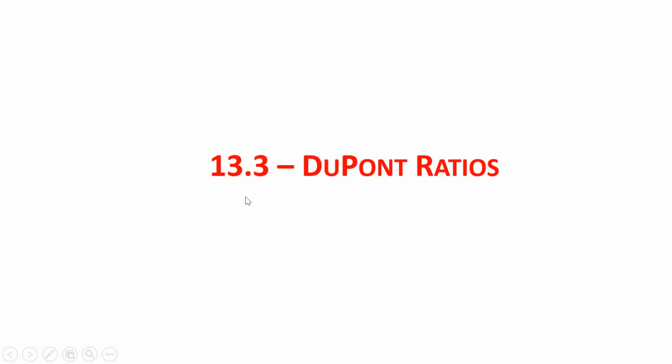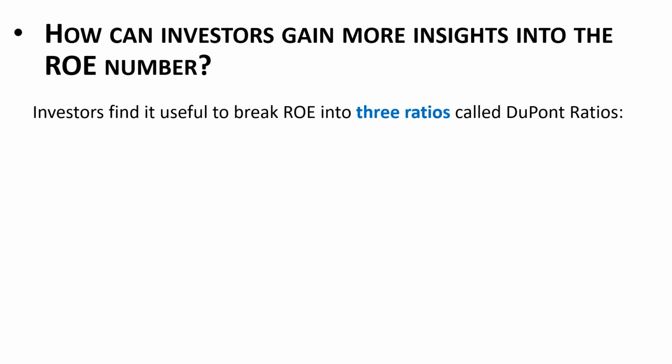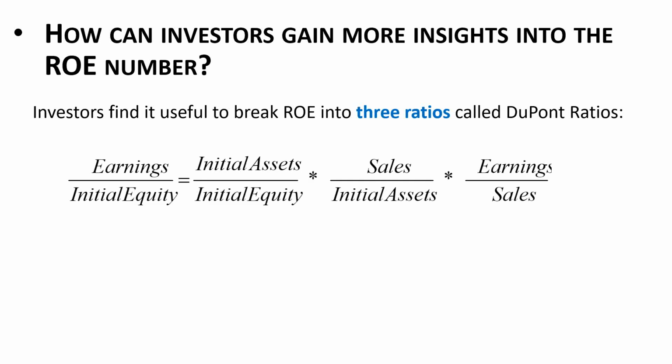Let's go to the third concept, DuPont ratios. How can investors gain more insights into the ROE number? Sometimes they may compare our ROE of 128%, which is very high, to somebody else's ROE or even the previous year's ROE, and they want to gain more insights. Why is this different? So investors find it useful to break ROE into 3 ratios called DuPont ratios.